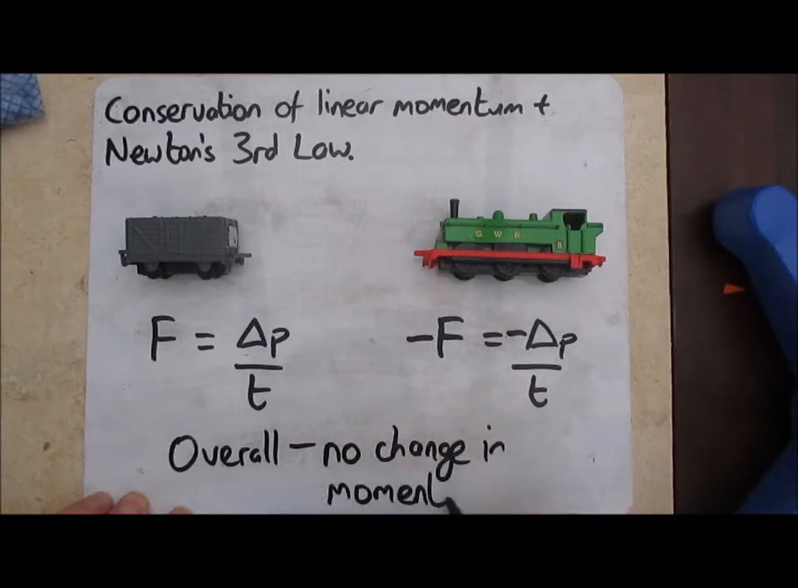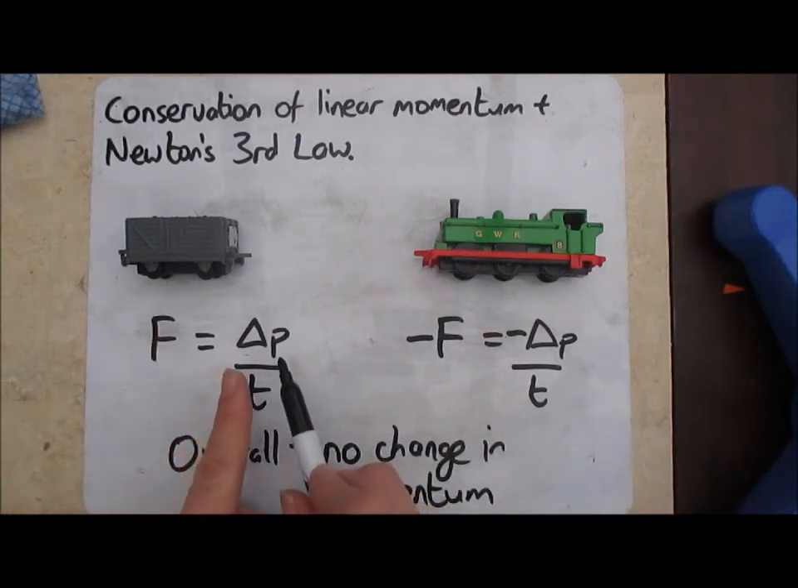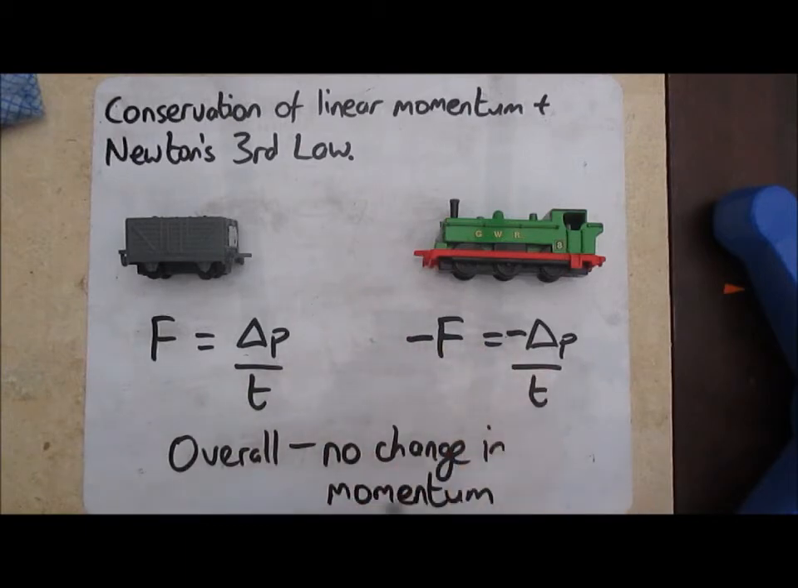Each individual object experiences its own change in momentum, but for the system as a whole, due to Newton's third law, the truck went plus delta P, Duck went minus delta P. Overall, there's no change in momentum. And that means that providing no external forces act, which we haven't got in this situation, momentum is always conserved.